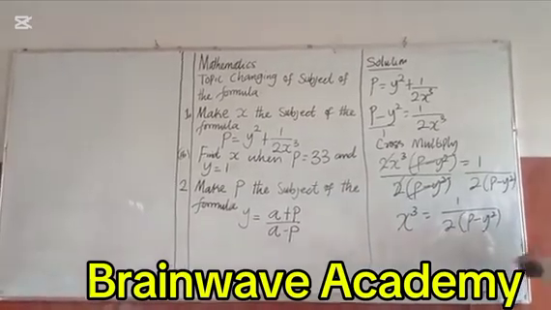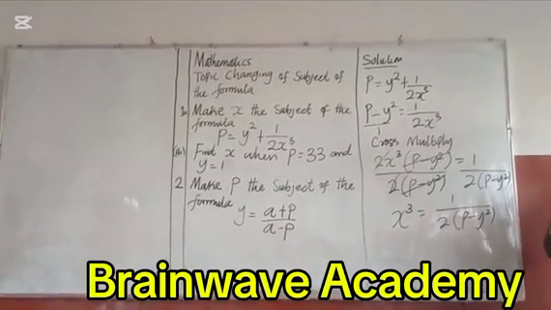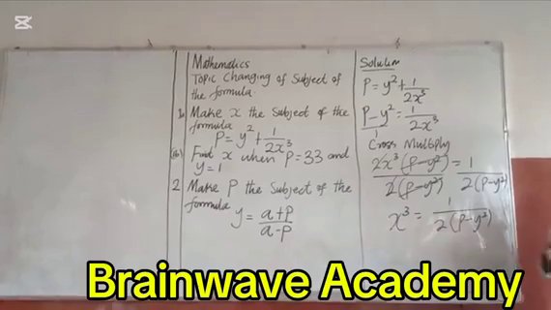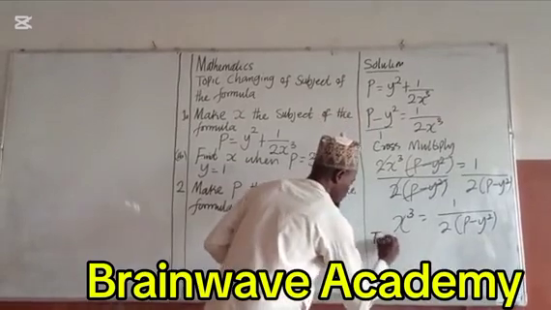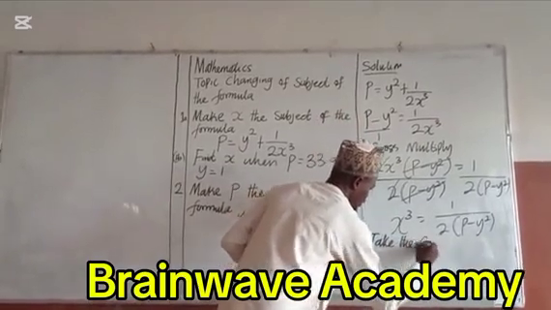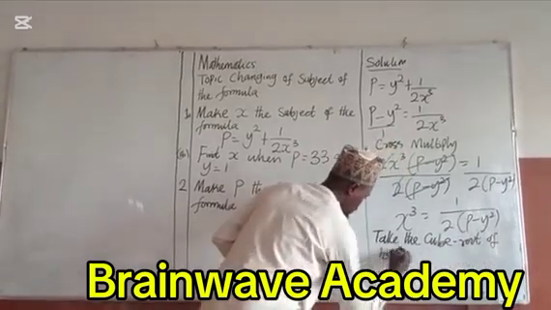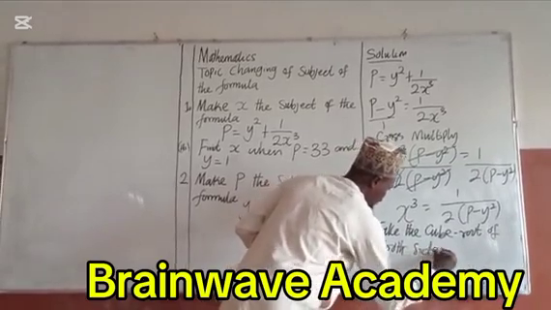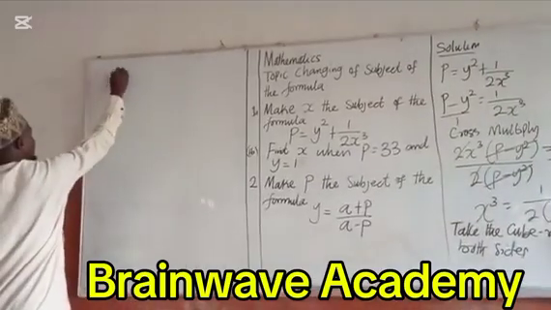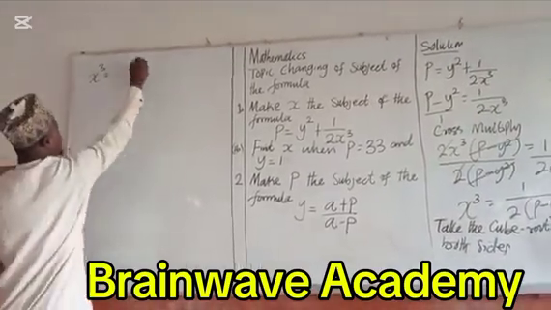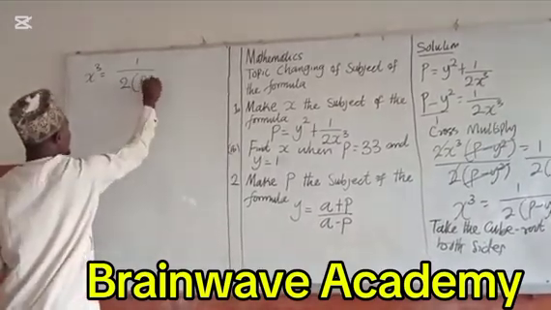Then, since we are looking for S, and this is S cube, we are not looking for S cube. For us to remove the cube, you have to take the cube root of both sides. If you take the cube root of both sides, we are going to have S cube is equal to 1 all over 2 open bracket P minus Y square.